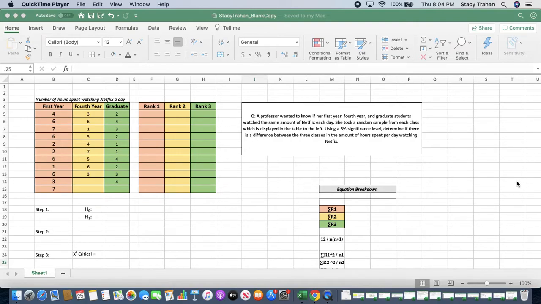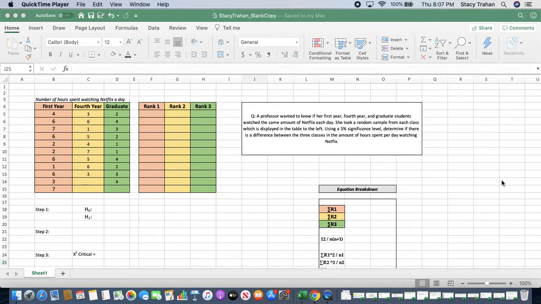A professor wanted to know if her first year, fourth year, and graduate students watch the same amount of Netflix each day. She took a random sample from each class, which is displayed in the table to the left, using a 5% significance level to determine if there is a difference between the 3 classes in the amount of hours spent per day watching Netflix.